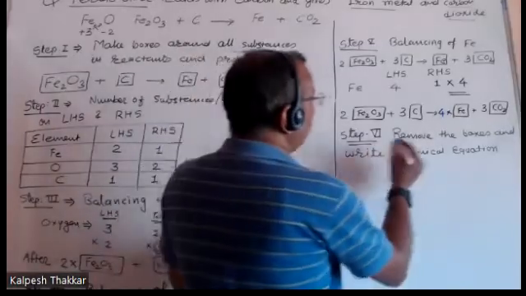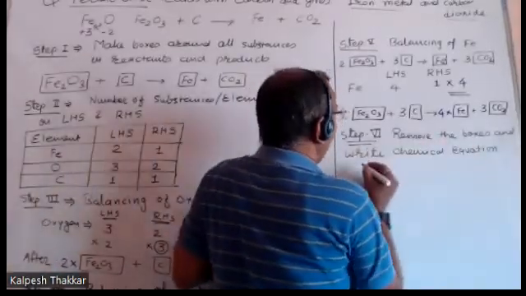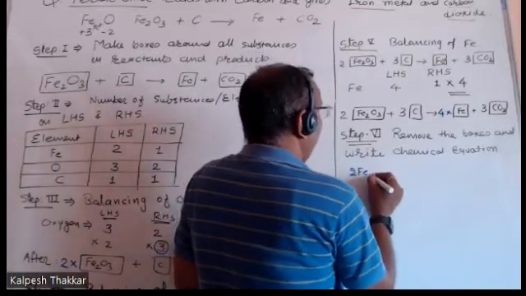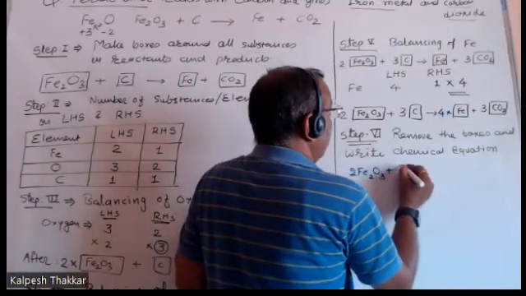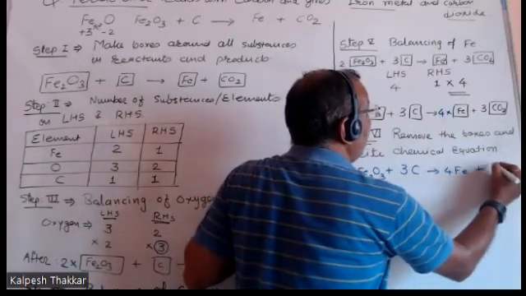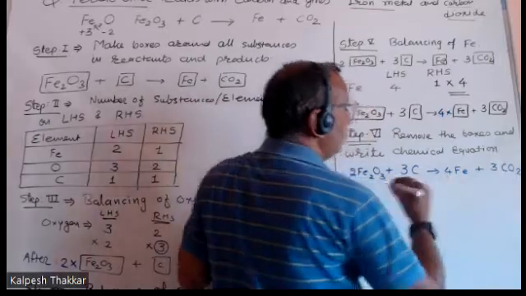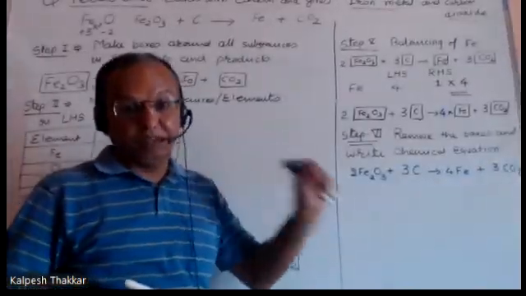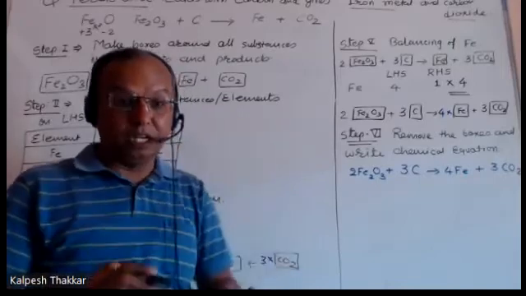Now, friends, what to do? This is removal of boxes. In removal of boxes, this is 2 Fe2O3 plus 3 times carbon gives 4 Fe plus 3 times CO2. This is called our balanced chemical equation. It is called balanced chemical equation.